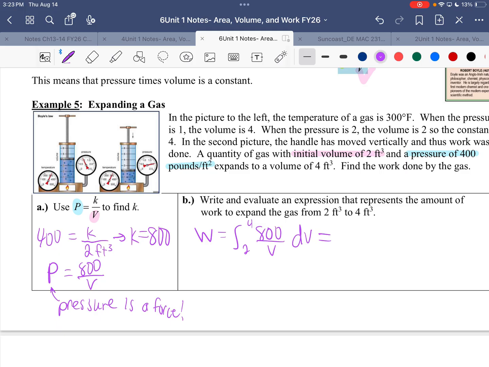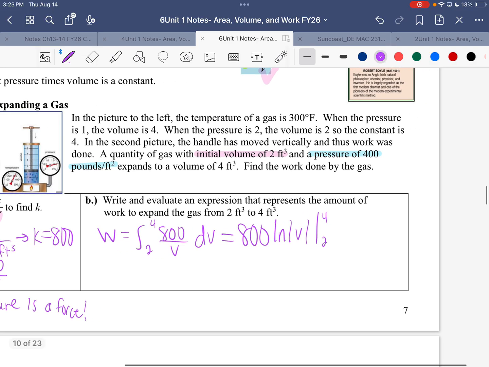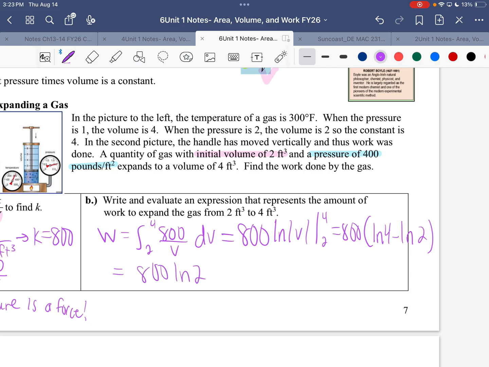All right, we talked about this earlier for a reason. What's the integral of 1 over V dV? Ln V. So 800 times (ln 4 minus ln 2), which is really 800 ln 2. I'm not going to bring that 2 to the 800th power. It's crazy. It's about... beep, boop, beep, boop, boop. That's my calculator noise in case you didn't figure that out yet.